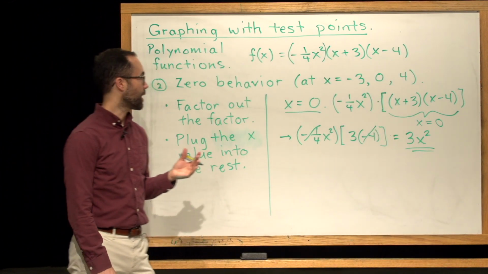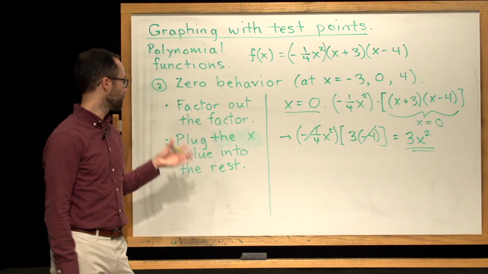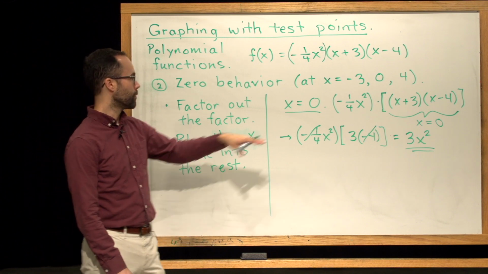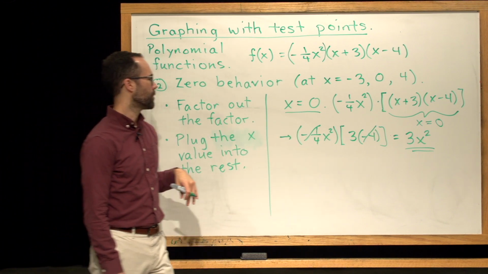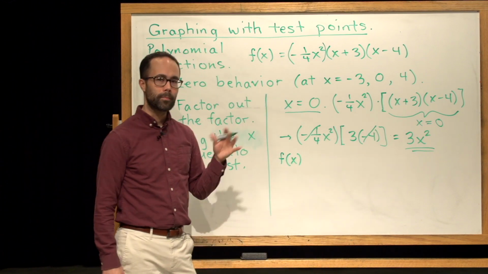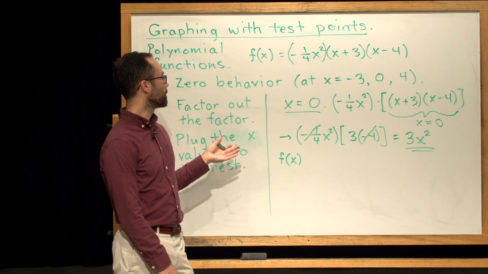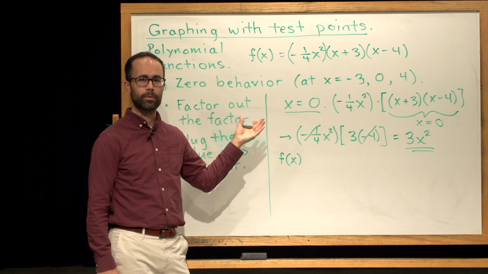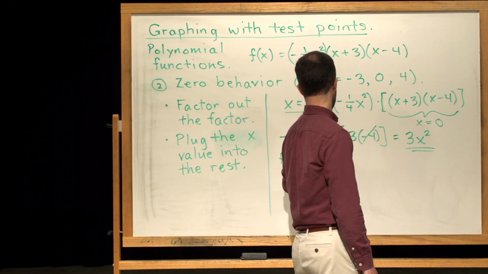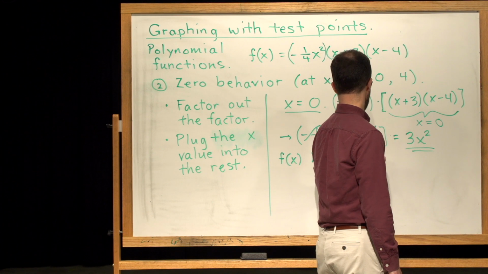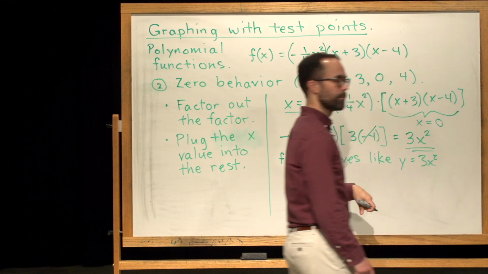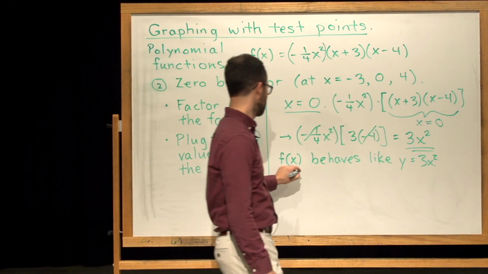Now let's think about what that tells us. We've done this little trick to factor out and then plug in the value of x to the rest of it. We get a power function. And what this tells us is that the function f of x is going to behave a lot like 3x squared as long as you're close to this x equals 0 value. So we would say f of x behaves like the equation y equals 3x squared as long as we're near x equals 0.